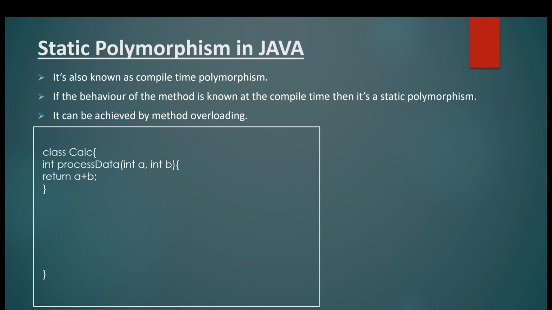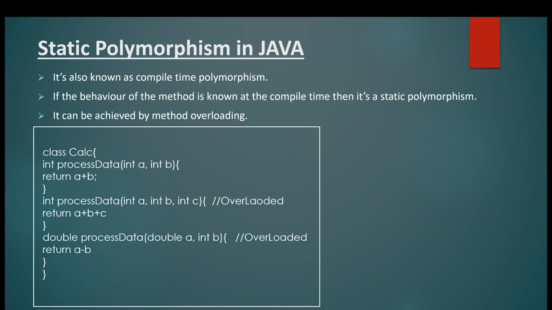Now let us say we overload this processData method. This time we are taking three method arguments, int a, int b, and int c, and the method returns a plus b plus c. Then we overload it again, this time taking a double and an int as parameters, and the method returns a minus b. So the processData method is overloaded in the Calc class two times, giving three methods in all: the original and two overloaded ones.